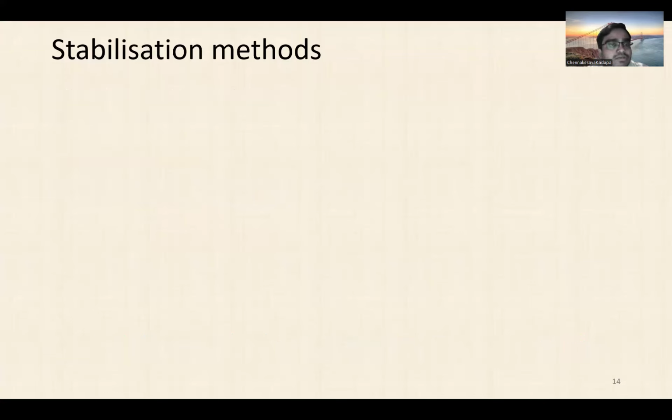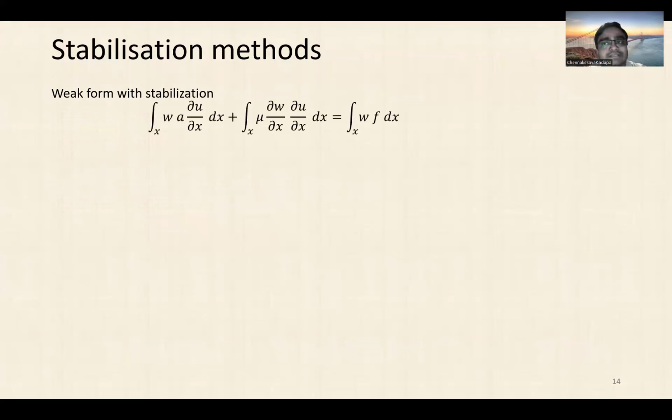Right. So how do the stabilization methods work? What do we do? We have looked at the weak form without stabilization, the standard Galerkin formulation. Sorry, this is the weak form that we obtained using the weighted residual method. And on top of this, we add the stabilization term. We add the stabilization term at element level.